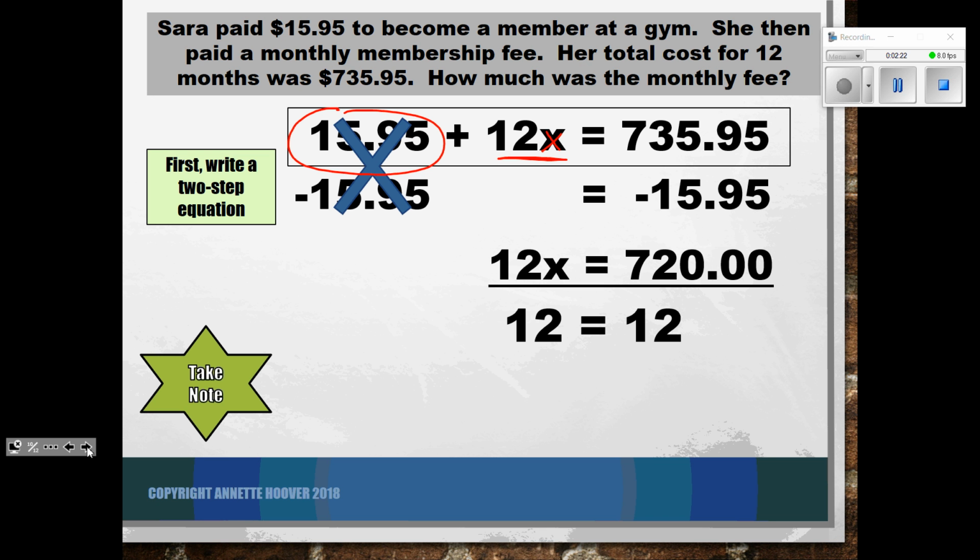X, or the unknown number, is being multiplied by 12. And the opposite of multiplying by 12 is dividing by 12. So here we see that we are going to divide both sides by 12. And when we do that, we find out the monthly fee was $60.